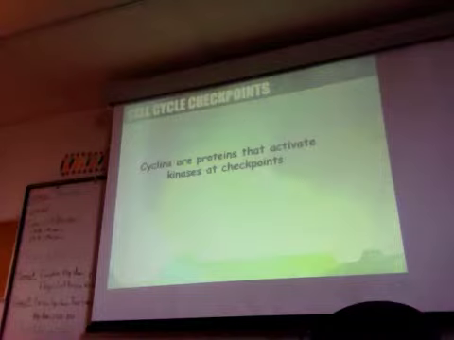Good question. All right, so again, key point here: kinases and cyclins are essential for the checkpoints to be effective in the cell, and they regulate overall whether or not the cell cycle continues or stops.